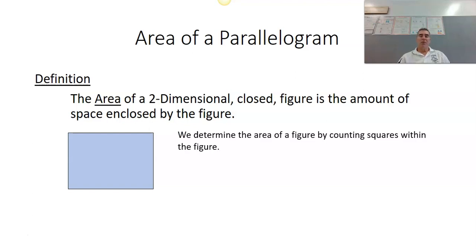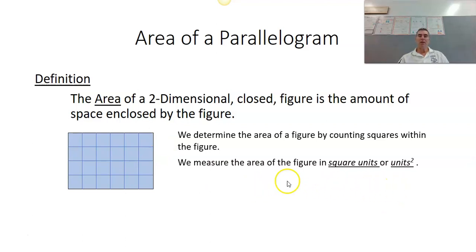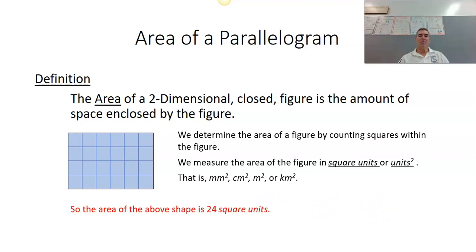And what we can do is actually count squares within those figures. In this case we've got 6 by 4. We measure the area by square units, so square millimeters, square centimeters, etc. And in this particular example, 6 lots of 4 gives us 24 square units.